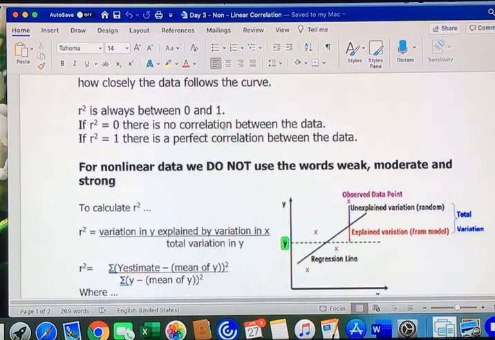Okay, r squared is always between 0 and 1. That makes sense. If the r value has to be between -1 and 1, then if we square it, it has to be between 0 and 1 because it's always going to be positive. If r squared is equal to 0, then there's no correlation. If r squared is equal to 1, then it's a perfect correlation. Okay, but we don't tend to do many more explanations past that.